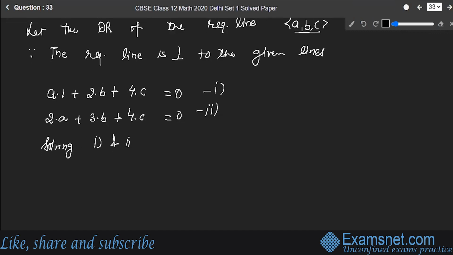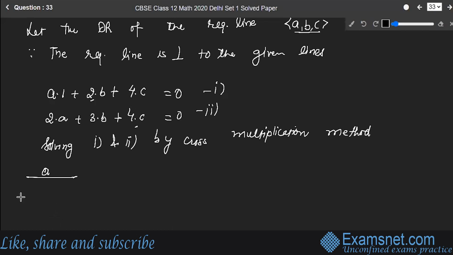Solving 1 and 2 by the cross multiplication method. We can say A upon 2 into 4, 8 minus 3 into 4, 12, is equal to 2B minus 3B. This will be equal to minus B upon 1 into 4, 4, 2 into 4, 8, is equal to 4C minus 4C. This is equal to C simply. This will be 0, C over here.